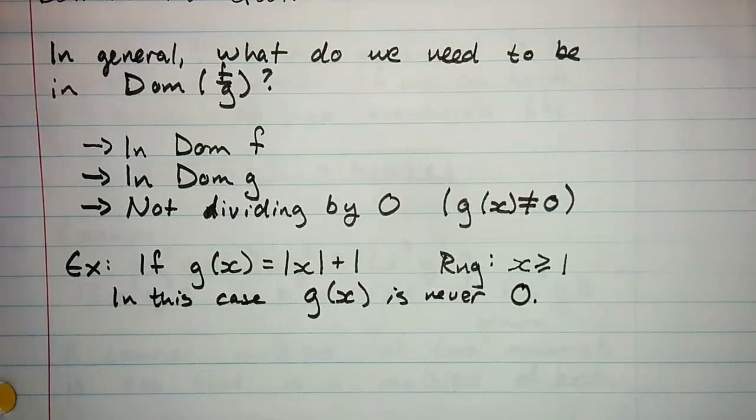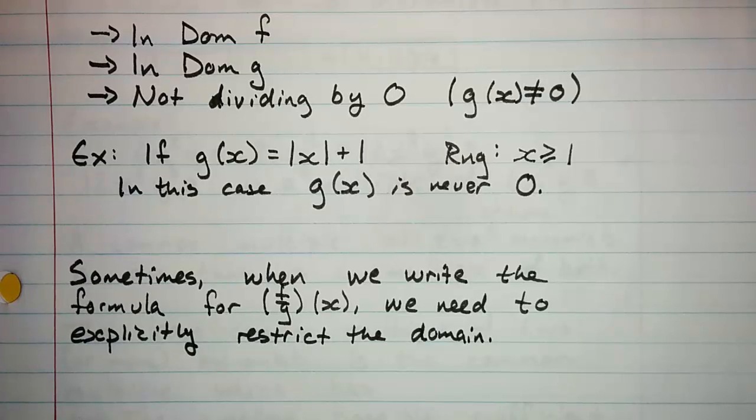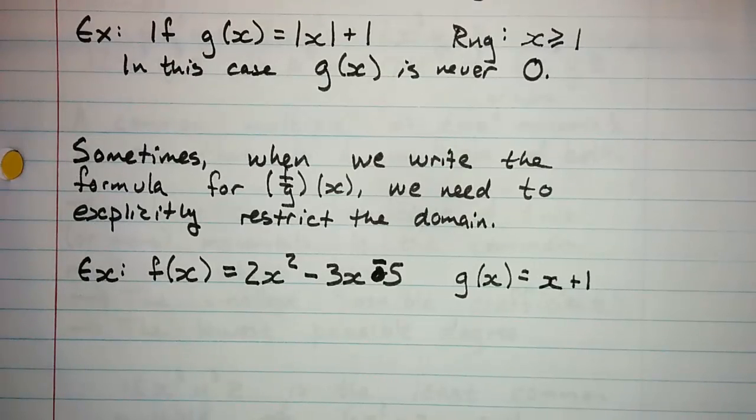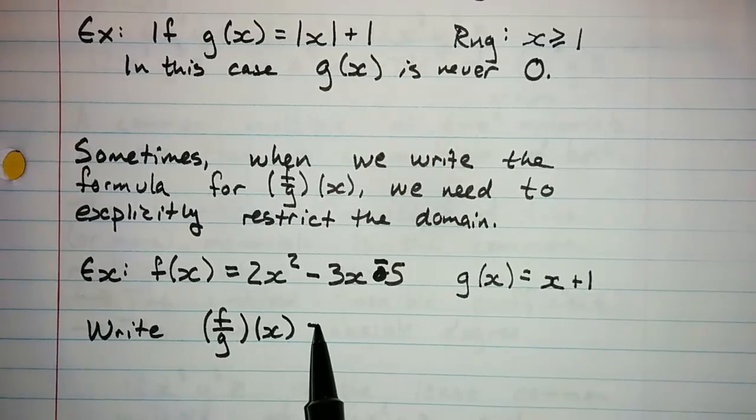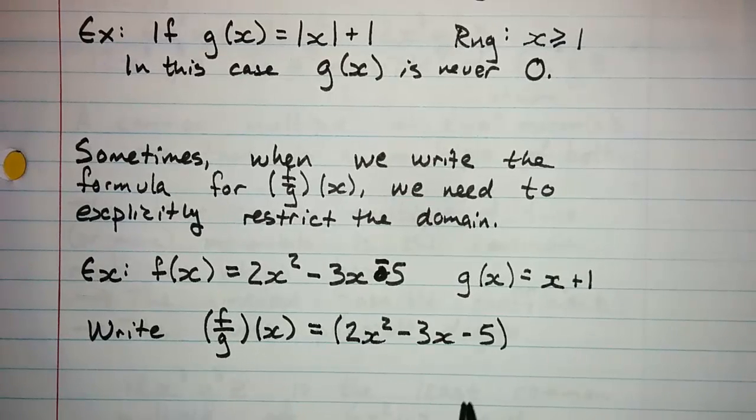But for most functions, well, they're going to be 0 somewhere. What do we do in that case? Sometimes when we write the formula for f over g of x, we need to explicitly restrict the domain. This especially happens a lot when f and g are polynomial functions. Let's see an example. Suppose that f and g are these two polynomials, and we want to write f divided by g of x. Well, that's going to be this polynomial divided by this polynomial.